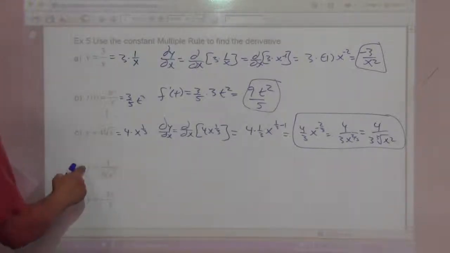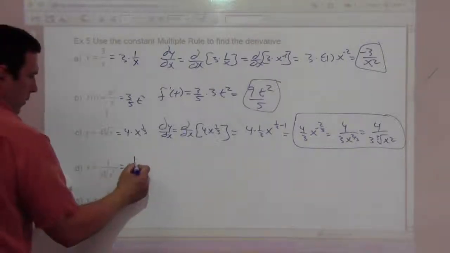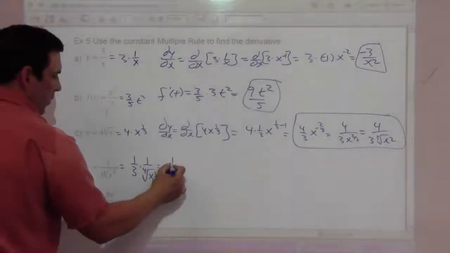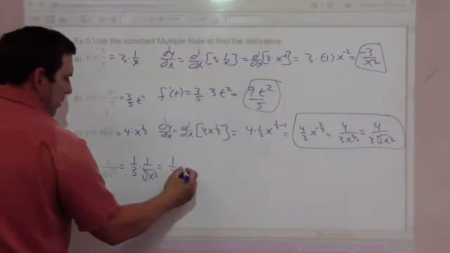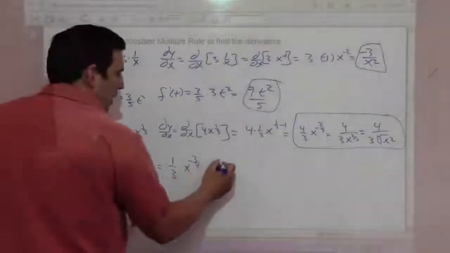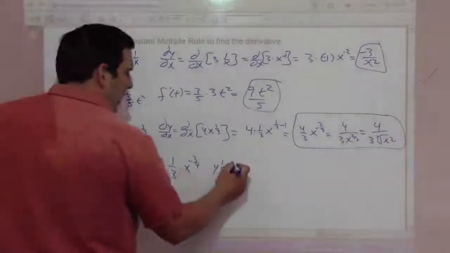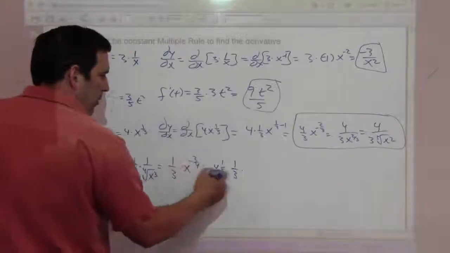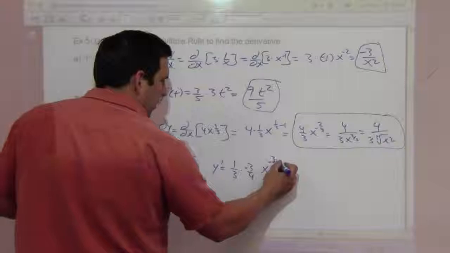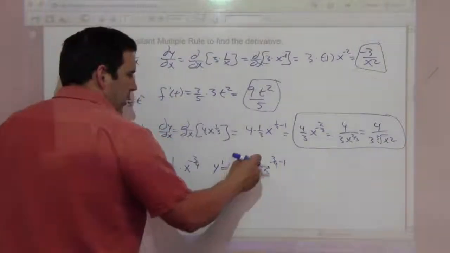Next one, we have y equals 1 over 3 times the 4th root of x cubed. Think of that as 1 over 3 times 1 over the 4th root of x cubed. Think of that as 1 over 3 times x to the negative 3/4. So our y prime is going to be 1/3 times this power, negative 3/4, times x to the negative 3/4 minus 1. Well, the negative 3 and the 3 would cancel, leaving a negative 1 up top.